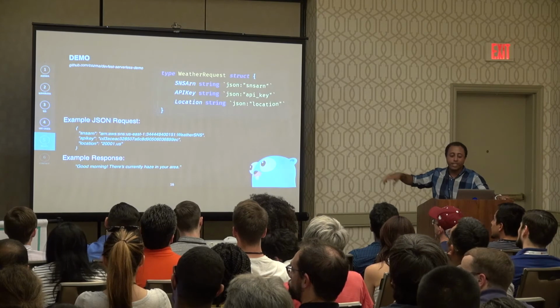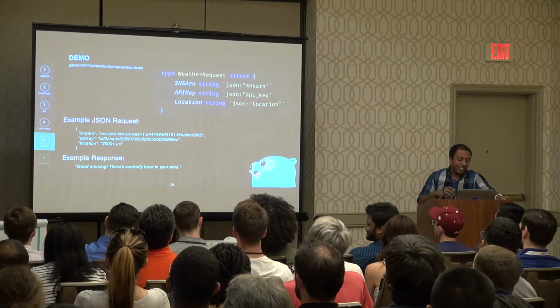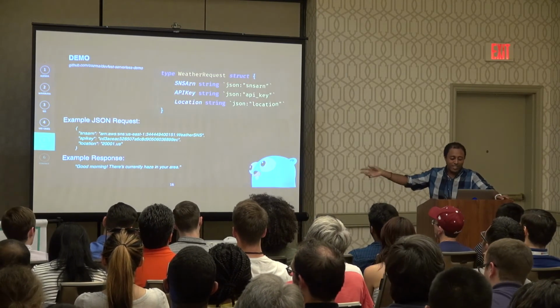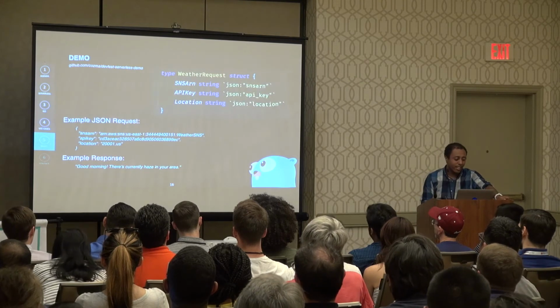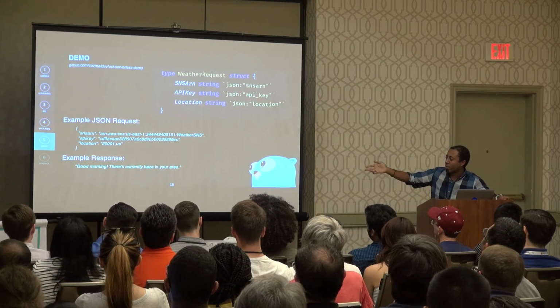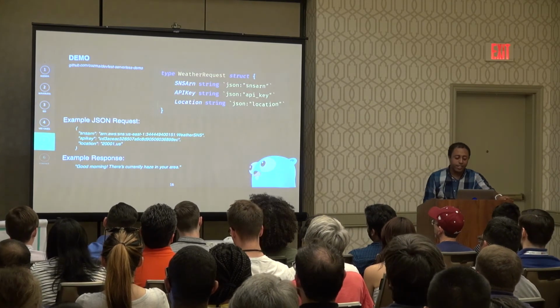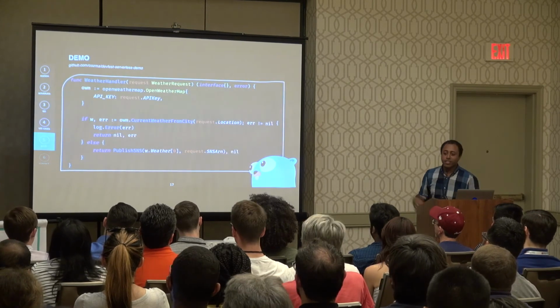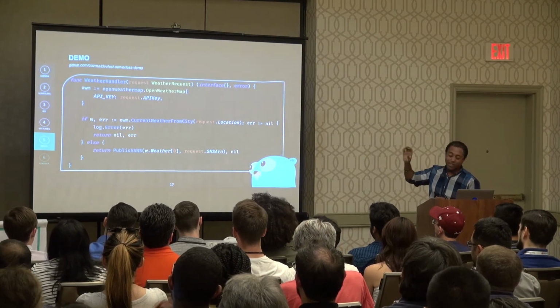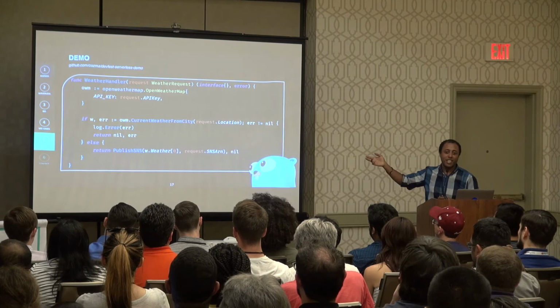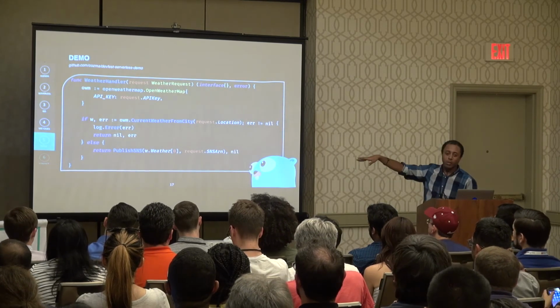Please don't memorize my API key. So that's how it would go in. Location is just zip code, country. And then you would get this response like, good morning, there's currently haze in your area. So this is all of the functionality to hit the API and publish the SNS.